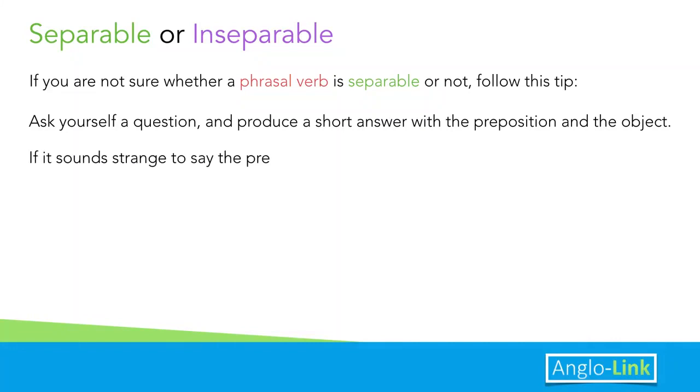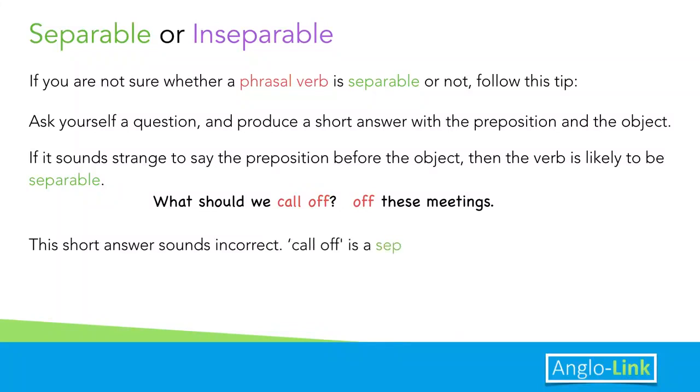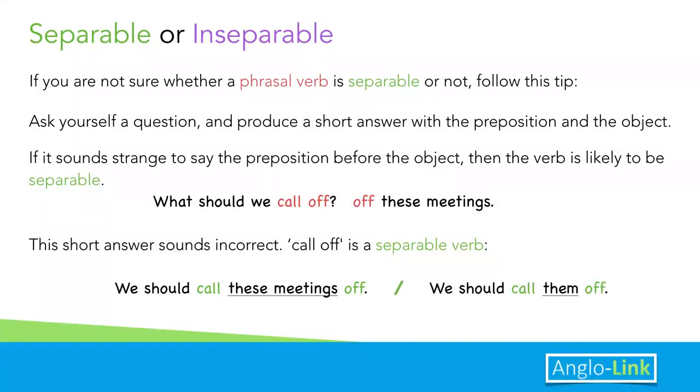However, if it sounds strange to say the preposition before the object, then the verb is likely to be separable. For example, what should we call off? And if you say off these meetings, the answer doesn't sound correct. It sounds incorrect. And therefore, call off is a separable verb. We should call these meetings off. Or we should call them off.